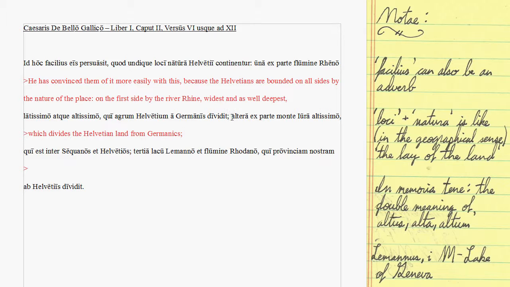And we see some huge parallelism here. Altera ex parte, ablative phrase, followed by ablative phrase, Monte Jura Altissimo. On the second side, by the highest mountain, Jura. Today, the Jura Mountains are a whole range of mountains. It's not just one mountain, but here they're talking about it as a singular mountain.